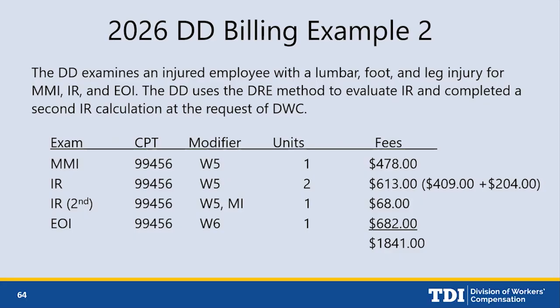Let's see, example 2. This injured employee, we're going to say, has a lumbar as well as a foot and a leg injury. And we've been asked to look at MMI, impairment rating, and then we see that second area, that second MSK body area. The designated doctor has chosen to use the diagnosis-related estimate, but again, that doesn't matter. So they're going to evaluate and do a second impairment rating calculation.